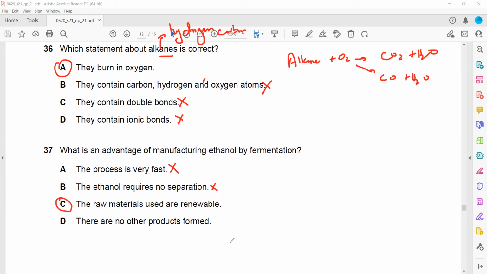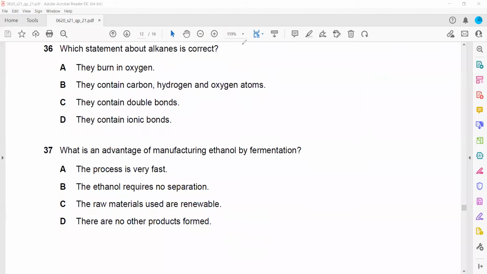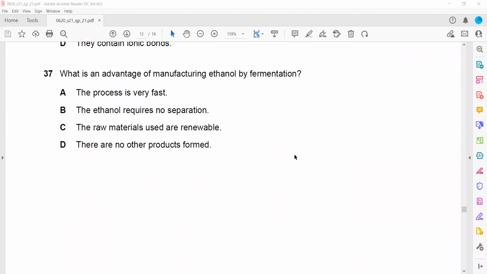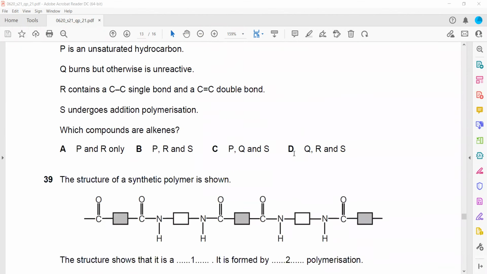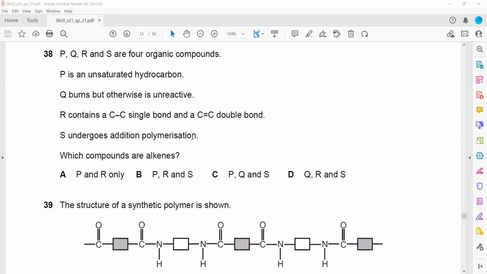That's true. The raw materials which we are using for this are renewable. And there are no other products. That is wrong, because there are other products. Carbon dioxide gas is also given off when sugar solution in the presence of yeast is converted into alcohol.